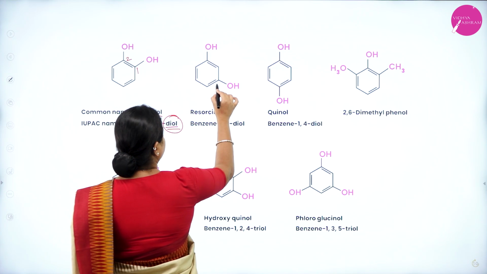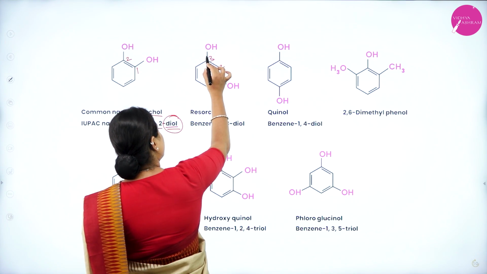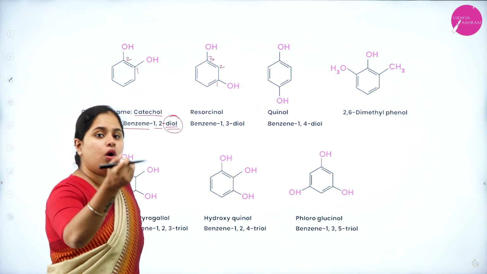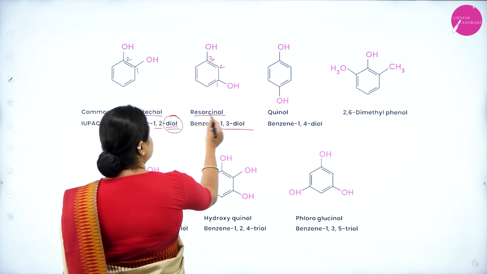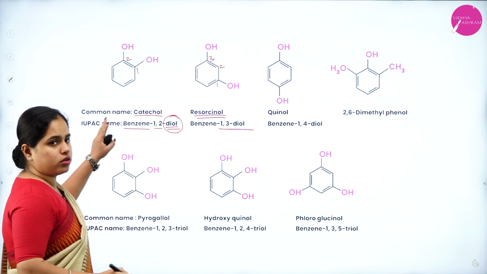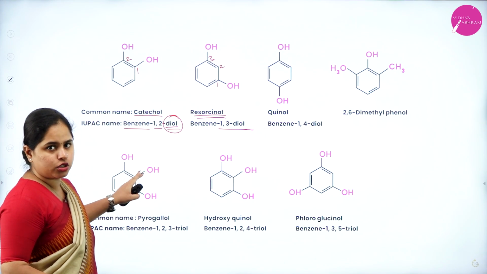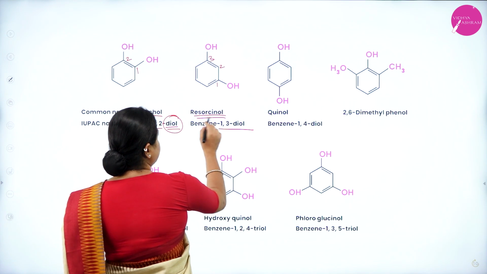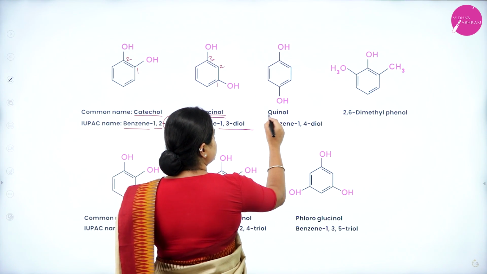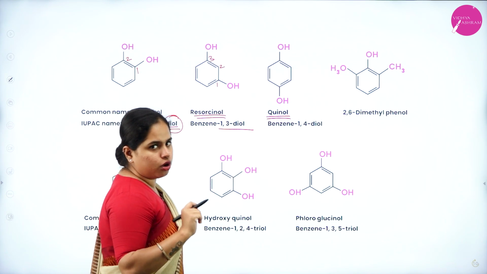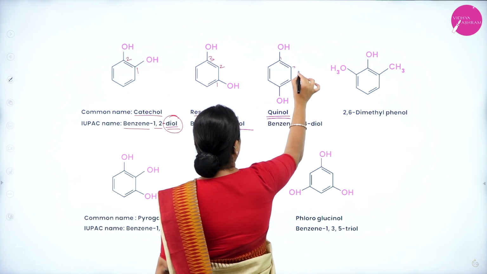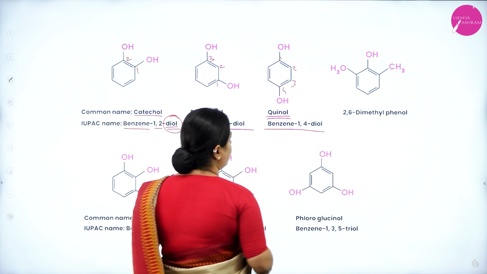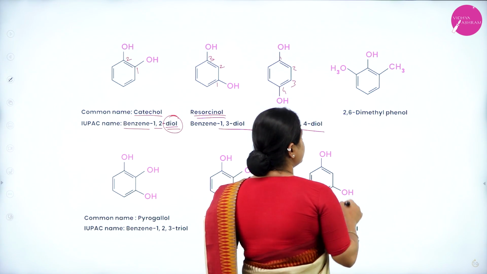So what will this be? 1, 2, 3, or else you can number 1, 2, 3 also, it will be the same. So this will be benzene 1,3 diol, right? So this is called resorcinol. When two hydroxyl groups are in the ortho position, it's called catechol, and when both of them are in the meta position, it is called resorcinol, and when they are in the para position, it is called quinol according to the common name. Now this is 1, 2, 3, 4. So 1,4 diol will come. Benzene 1,4 diol.